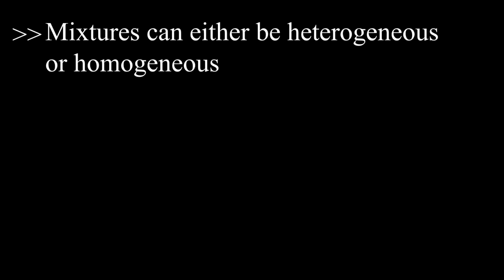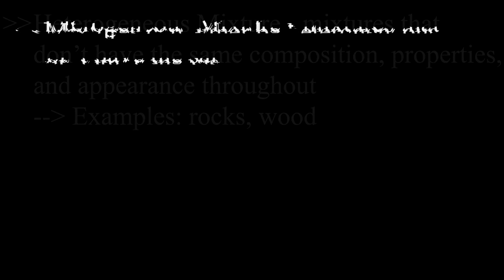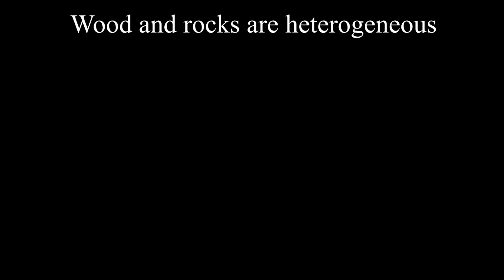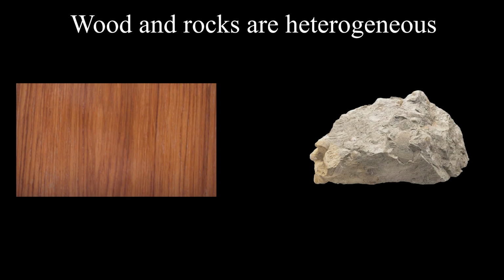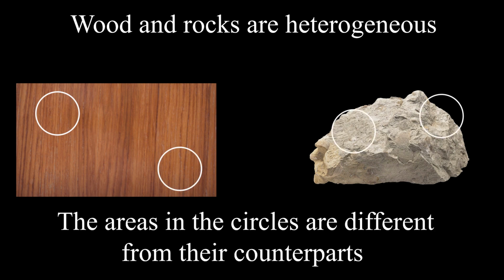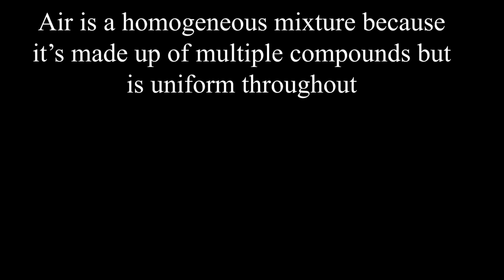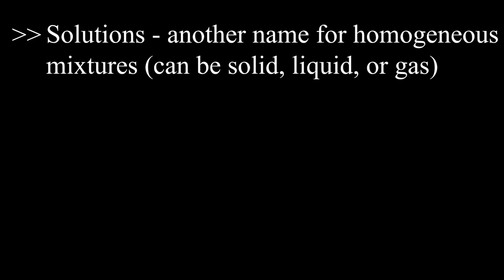Mixtures can either be heterogeneous or homogeneous. A heterogeneous mixture is a mixture that doesn't have the same composition, properties, and appearance throughout itself. For instance, wood and rocks are examples of heterogeneous mixtures. If we look at different parts of wood or rocks, they may be different from each other. A homogeneous mixture is a mixture that is uniform throughout. For example, air is a homogeneous mixture because air is made up of multiple compounds, but it's evenly spread throughout. Solutions are typically liquids that are homogeneous mixtures, but they can also be solids or gases.